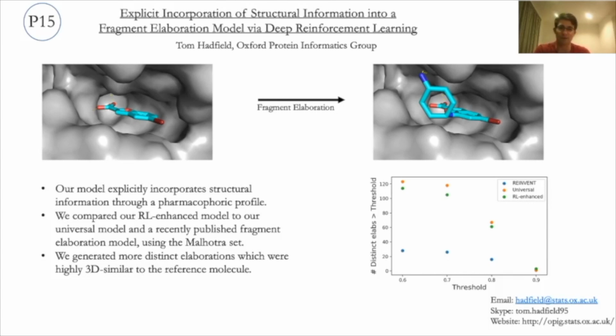And we compared the performance of our RL enhanced model to the universal model and a recently published elaboration model called REINVENT. And we tested it on examples from the Malhotra set, which contained paired ligands found in the PDB, where the smaller ligand is a substructure of the larger ligand. And we made elaborations to the smaller ligand with the aim of constructing molecules that were 3D similar to the larger one. And we assessed the performance of each model by the number of distinct elaborations which are above a similarity score threshold, and found that our RL enhanced model outperformed the other two models.